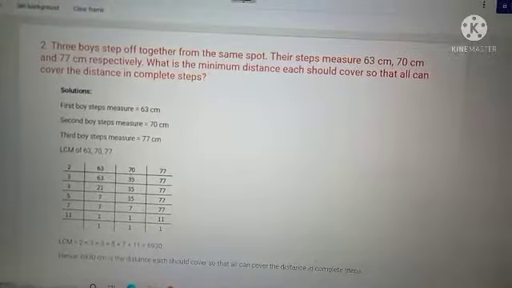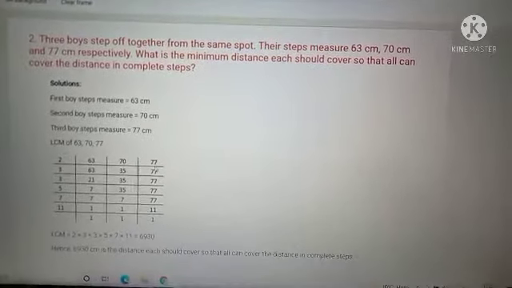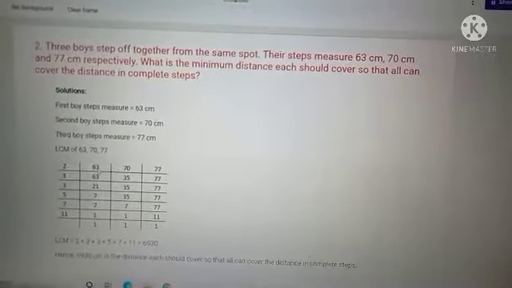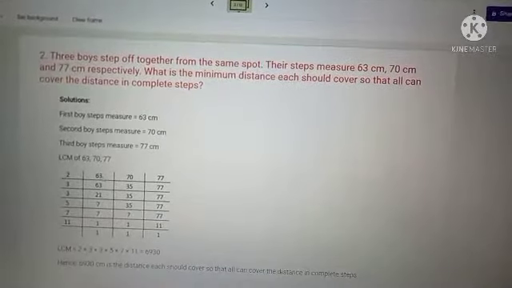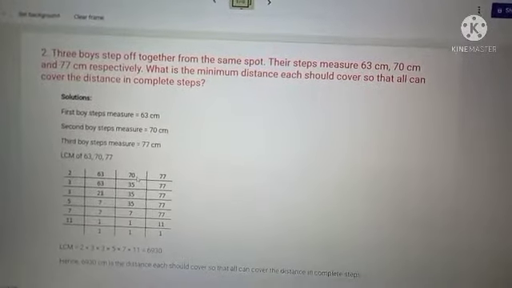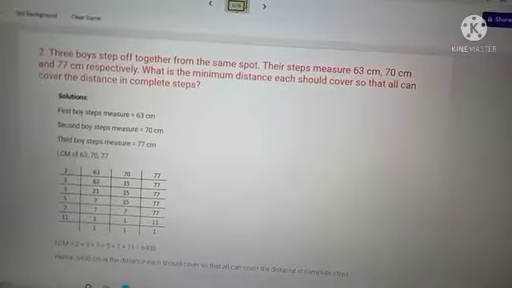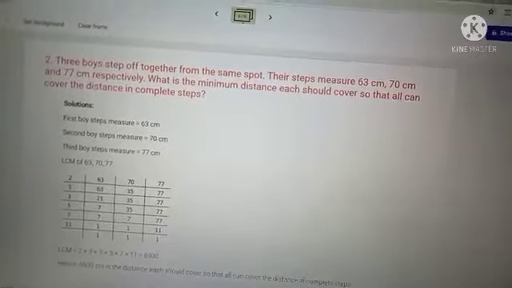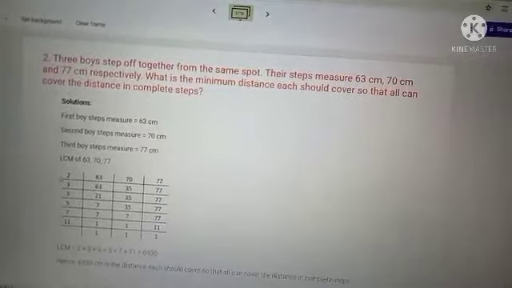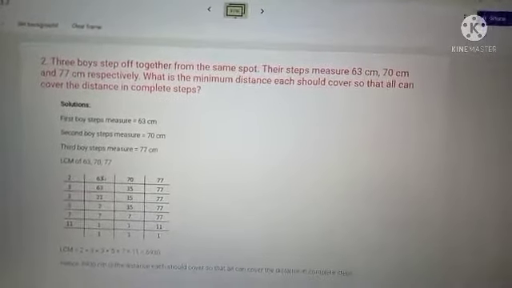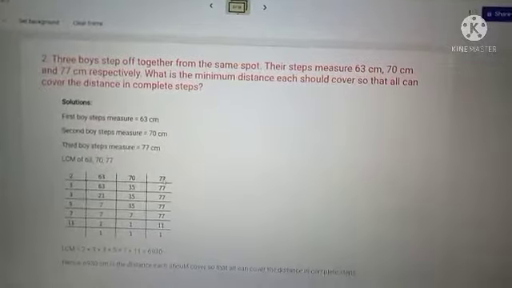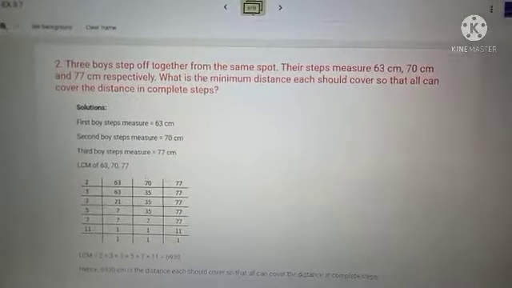So we wrote 63, 70, 77. Next we are going to check whether any number is divisible by 2. Yes, 70 is there. 70 is divisible by 2. So we wrote 2 here. We are going to factorize with 2. Divide by 2, but 63 is not divisible by 2, and 77 is not divisible by 2. Only 70 is possible.